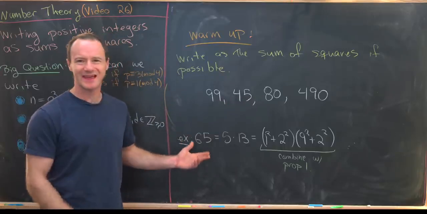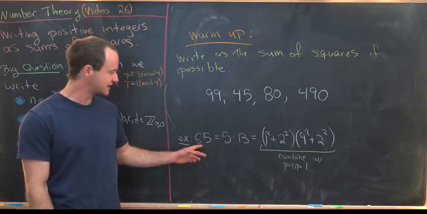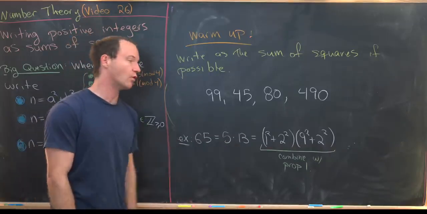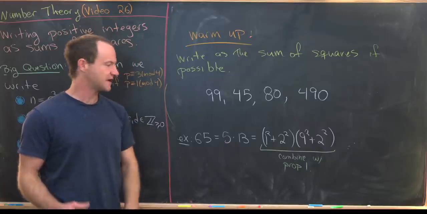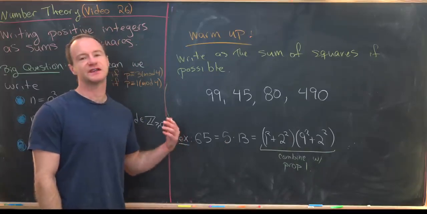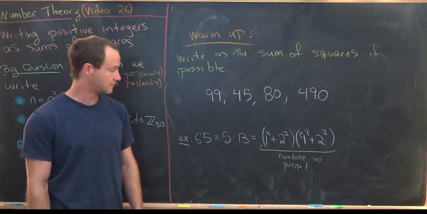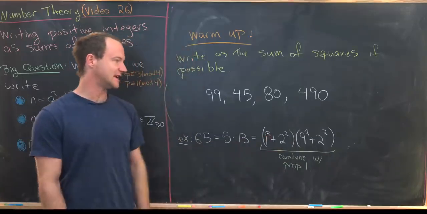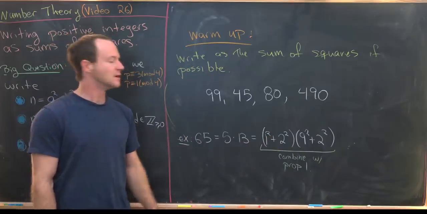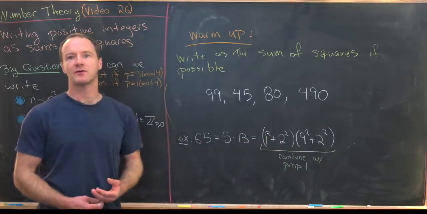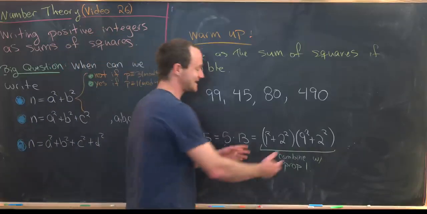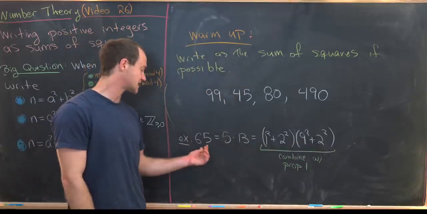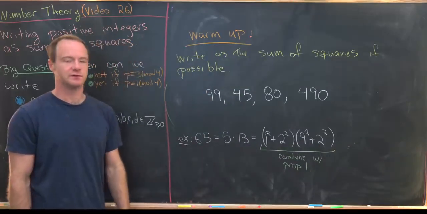Just for a little bit of a hint of how to streamline this process, let's notice that if we take 65, that's 5 times 13. Those are both 1 mod 4. So we've got nothing of the form 3 mod 4 in the factorization, so we don't need to worry about that at all. Well, notice that 5 can be rewritten as 1 squared plus 2 squared, and 13 is 3 squared plus 2 squared. But then that formula from that proof of our first proposition tells you how to combine these two objects to give you an expression for 65 as the sum of two squares.